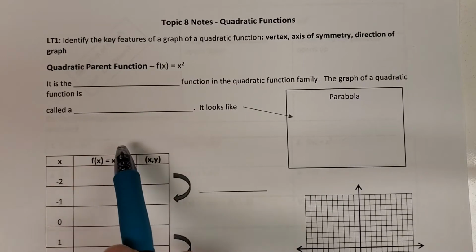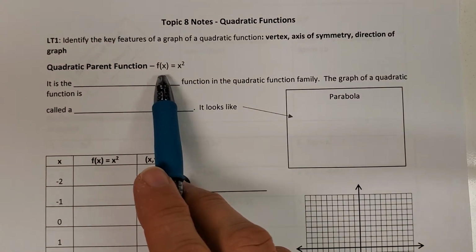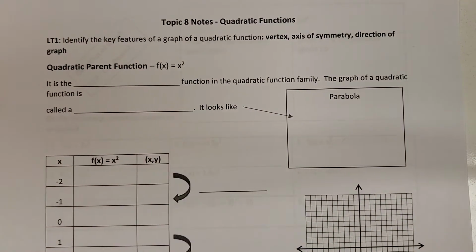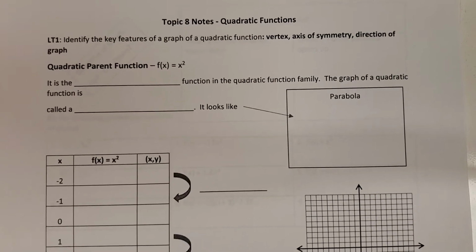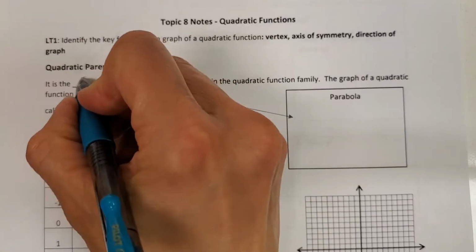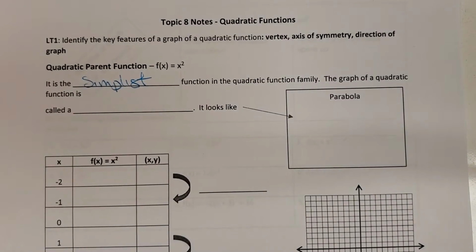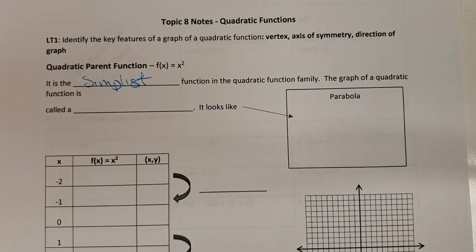Each function has a parent function. It's the simplest kind of that function. A quadratic parent function looks like this: f of x equals x squared. Remember, we could also say y equals x squared. So it is the simplest form of that function in the quadratic function family. And we're going to talk about how they shift and get flipped and all those other things.